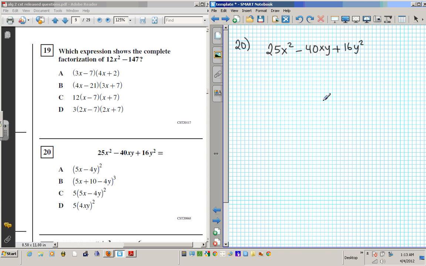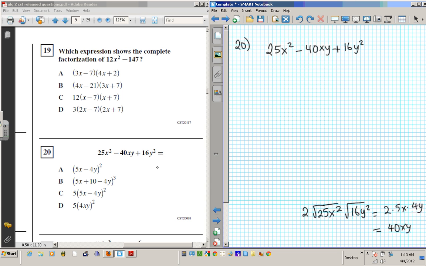Now, is this a perfect square trinomial? I can guess that it is because in these options, it looks like there's a factored form for it. How do you check if it's a perfect square trinomial? You double the square root of the first and the last. If you get the middle term, then it is a perfect square trinomial. The square roots of the first and the last are 5x and 4y, so 2 times 5x times 4y. If I multiply this together, it's going to give me 40xy. So that tells me it's a perfect square trinomial. But I can just guess that it is based on the way these options are.